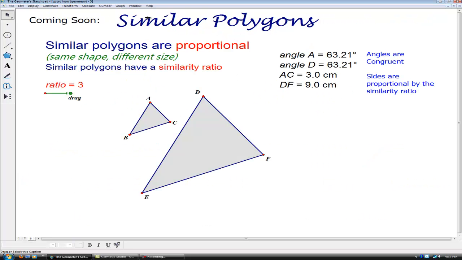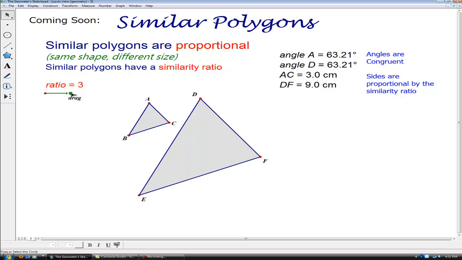The last slide's topic is similar polygons. And what I have here are similar triangles. I've constructed a slider according to the ratio, and the ratio is called a similarity ratio. And you can see in the measurement of AC, and the corresponding side to AC is DF. These sides are proportional by the similarity ratio. So right now the ratio is 3. That means that this segment is 3 times longer than this one. And we can see that in the measurements.